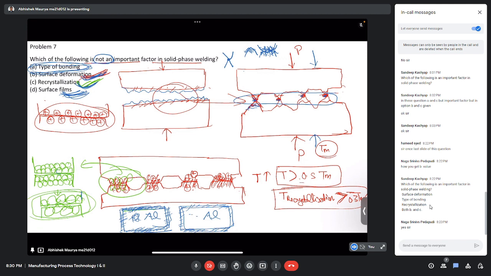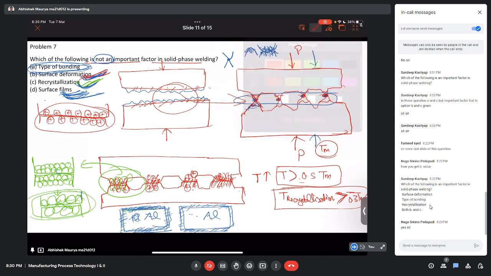And for the surface films, the oxide layer, if we don't remove the oxide layer, then whatever we do, we will not be able to bond them by solid state bonding. So we clean the surface so that we could get metal to metal contact. Metal will join to the metal only, it will not join to the oxide. So whatever oxide is present, we need to clean it off.